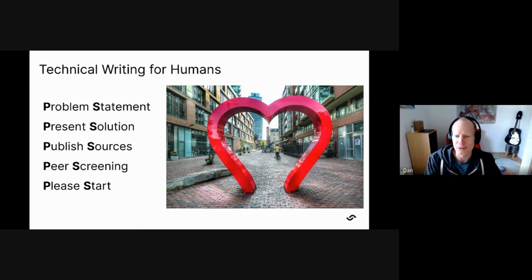So the writing for humans is just to remind us all as engineers and sometimes very hardcore techies that we are doing this for other people. And sometimes we need to step back both from the problem and from our solution and try to imagine ourselves in someone else's shoes in order to be able to explain it even better.